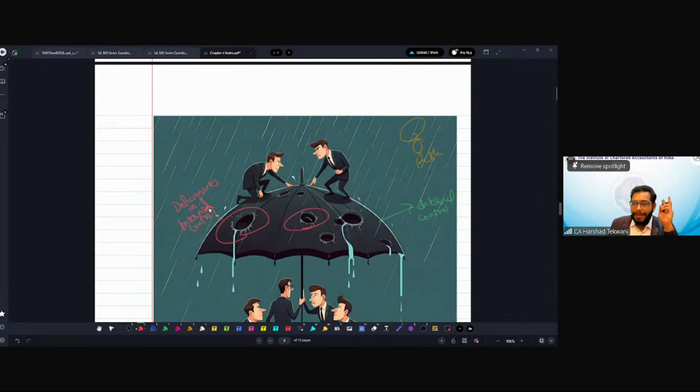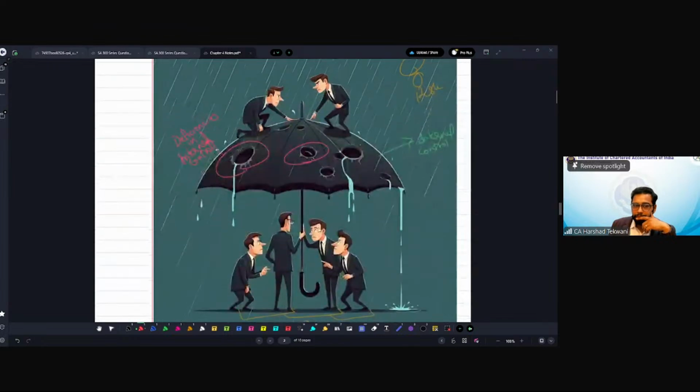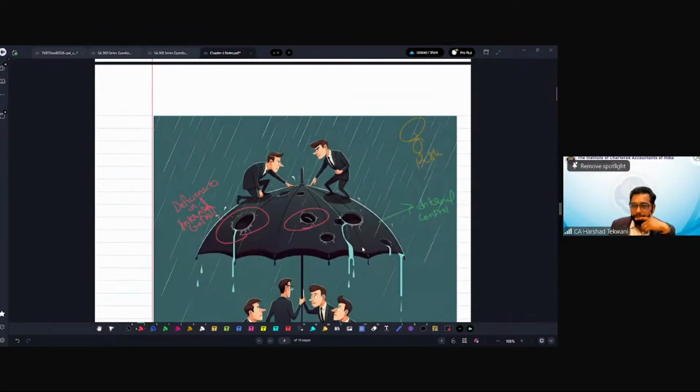Now there are two more people on the top of the umbrella. Can anyone guess who they are? Fraud, part of the organization. Fraud, or personnel within the management, we can say, who are overriding the internal controls and creating opportunities for fraud. Good. Yes, you can interpret it that way also. These are someone who are sitting or overriding the internal controls.